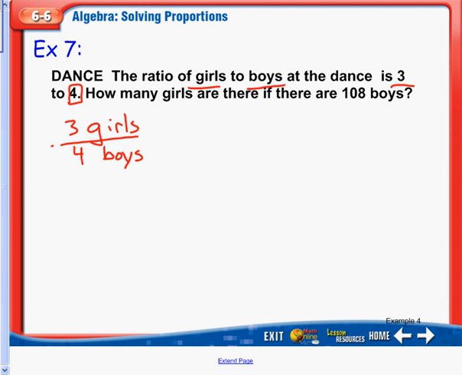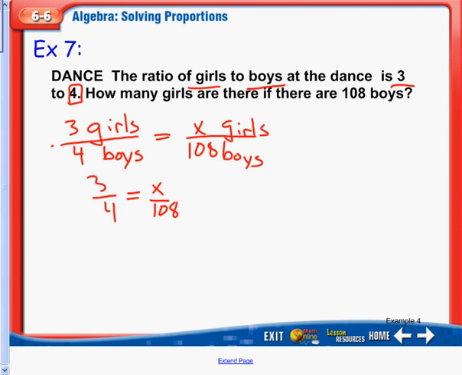How many girls are there if there are 108 boys? Now we have 108 boys. They gave us the bottom, and we're looking for x girls. So again, I'm going to rewrite, cleaning up without the labels. I have 3/4 equals x over 108. And if I know my multiples of 4, I could probably just do a multiplication right here. Since 108 is a little out of your typical norm, we're going to do a cross multiplication.